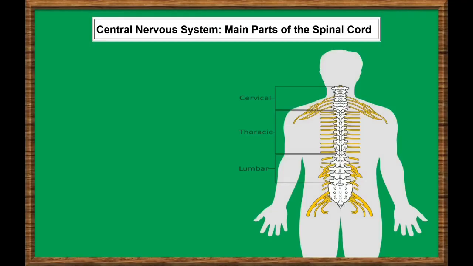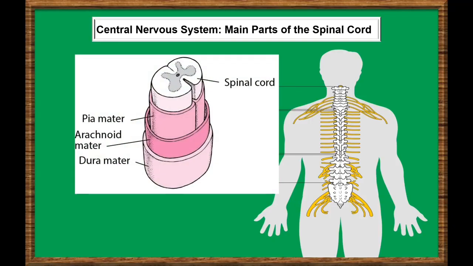The spinal cord comprises three parts: the cervical, or the neck, thoracic, or the chest, and lumbar, or the lower back regions. There are three layers of tissue protecting the spinal cord. These are the pia mater, arachnoid mater, and the dura mater. Doctors call these layers meninges.